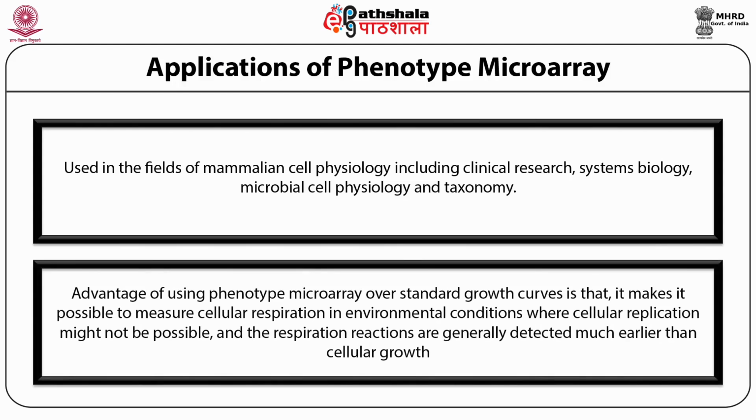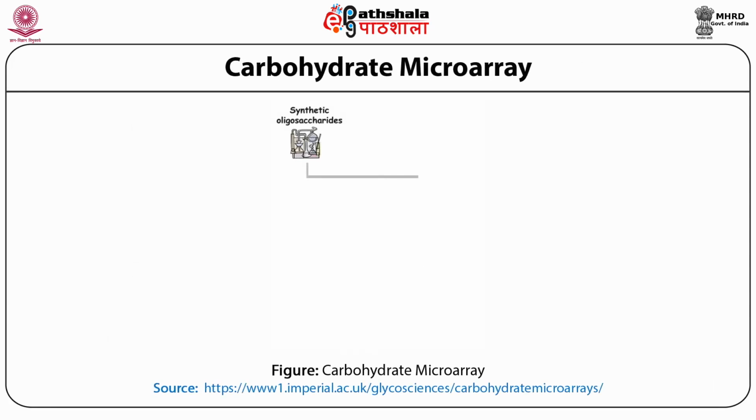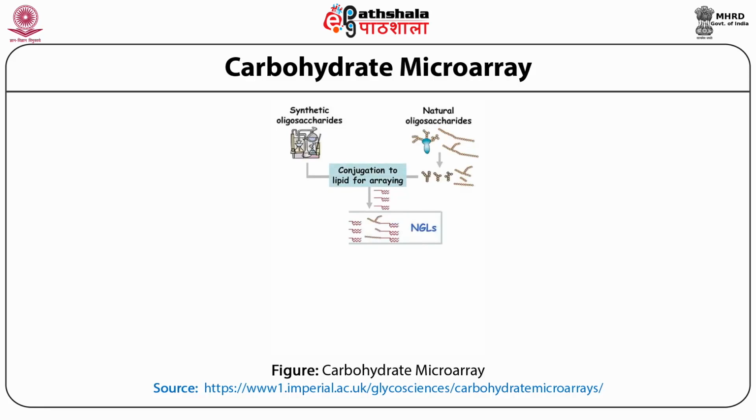The advantage of using phenotype microarray over the standard growth curve is that it makes it possible to measure cellular respiration in environmental conditions where cellular replication might not be possible, and the respiration reactions are generally detected much earlier than cellular growth. Carbohydrate microarray. The concept of carbohydrate array was given by Feizi and co-workers in 1985.